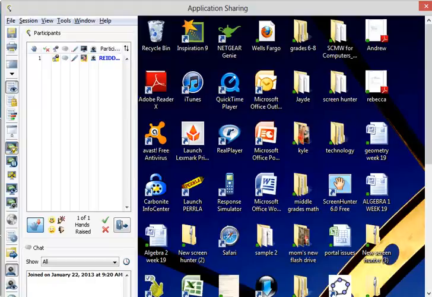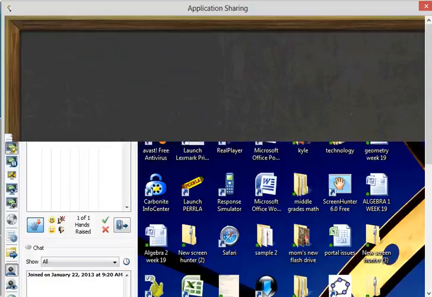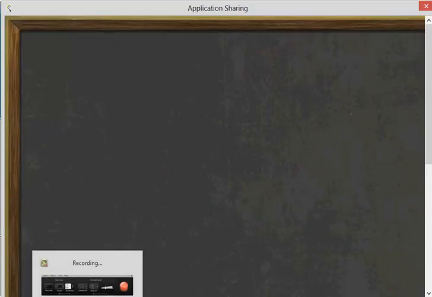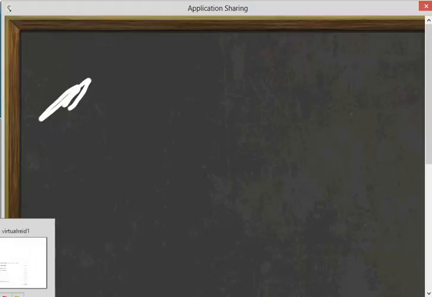Okay, so we should be getting this new desktop. Okay, there we go. Got to make sure my colors are the right color. All right, we're good.